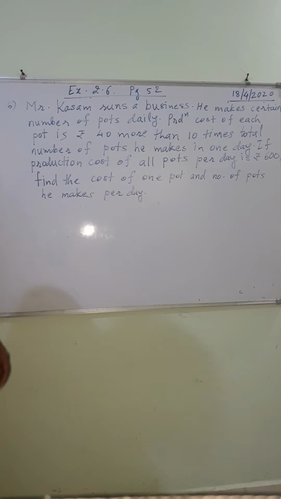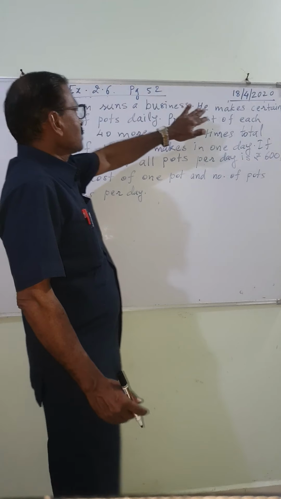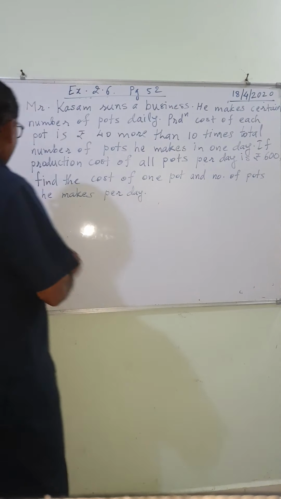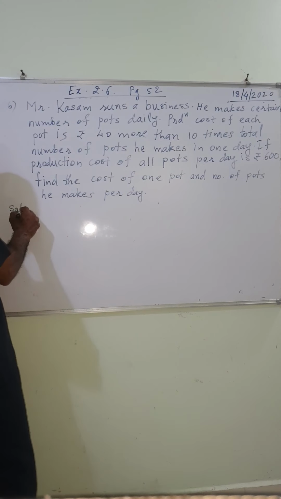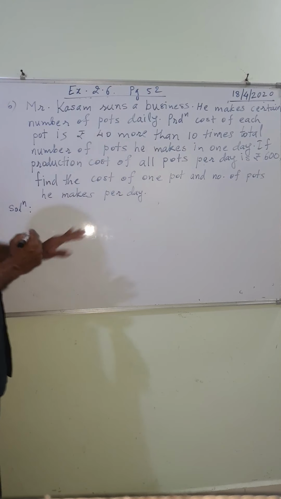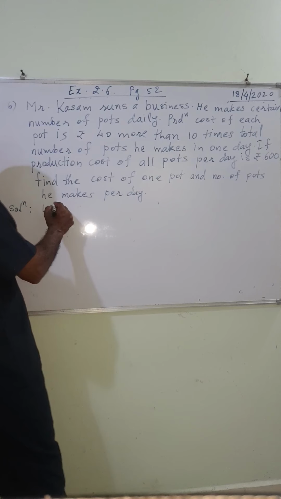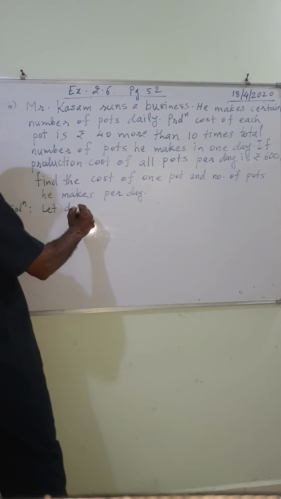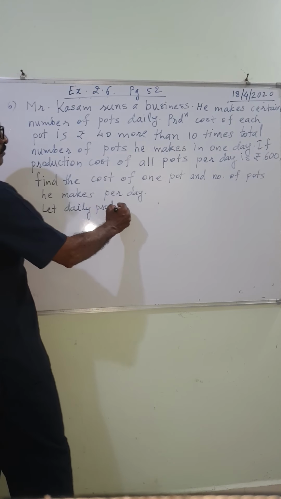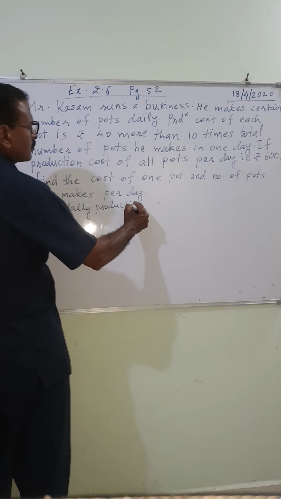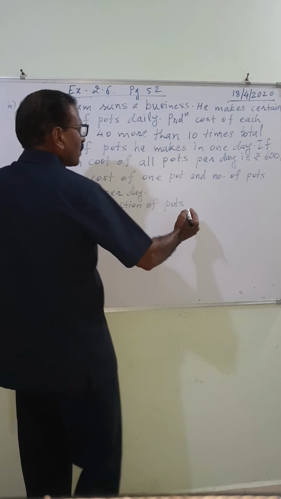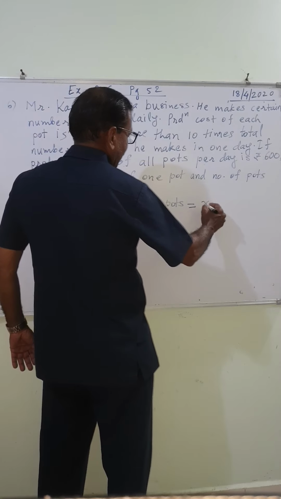So in this question, he makes a certain number of pots daily. How many pots he makes daily? We don't know it. So let him produce daily X pots. Let daily production of pots is equal to X.